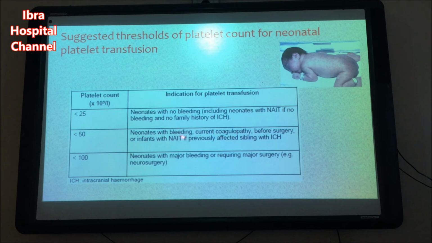However, if there is bleeding, then you have to maintain platelet counts above 50. If there is CNS surgery or major neurosurgery or major bleeding, then you maintain platelets above 100. But if the child is not bleeding, platelets above 30, no need for blood transfusion.